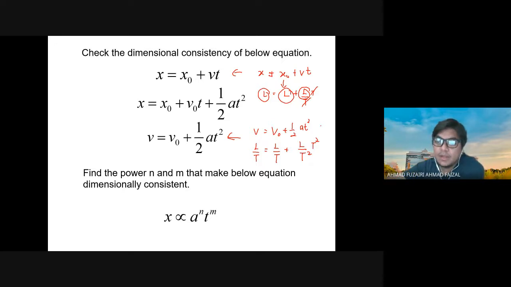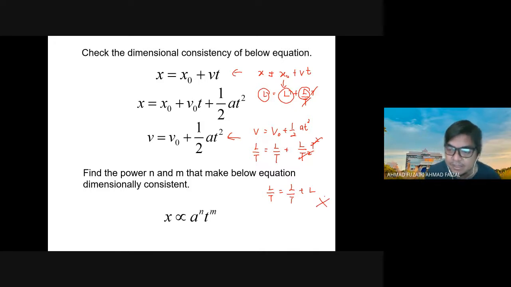Okay, 1 over L over T squared. So you can cancel out T squared and T squared. So therefore, you can see L over T is equal to L over T plus L. Okay, so this is where this is a wrong dimensional analysis. This is not dimensionally consistent. This is not consistent in terms of dimension. So this is an example of dimensionally inconsistent.